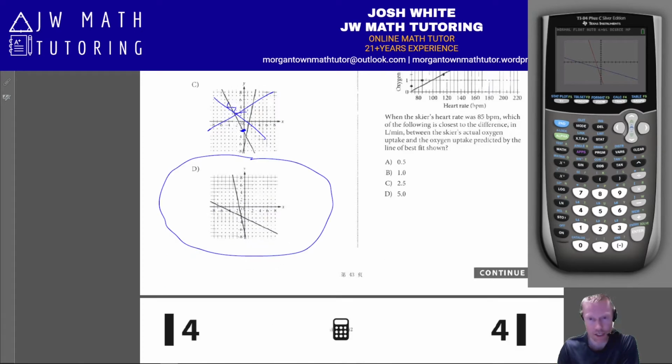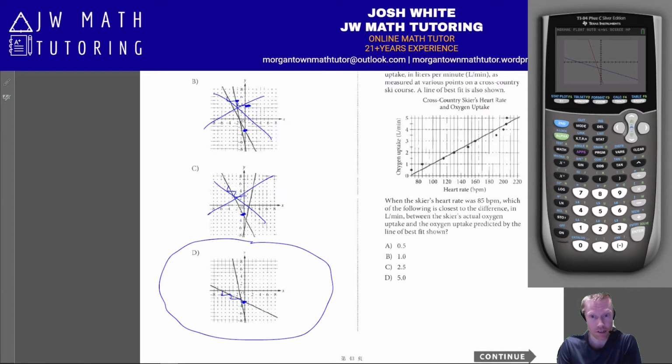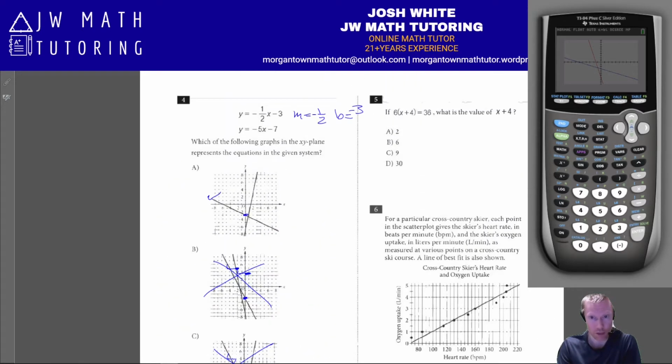And then lastly, D. Here's the y-intercept, and then starting here, down 1, right 2, down 1, right 2. Okay, so far I would eliminate B and C, and I've got A and D as two possible answers.